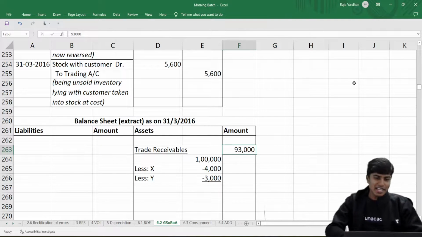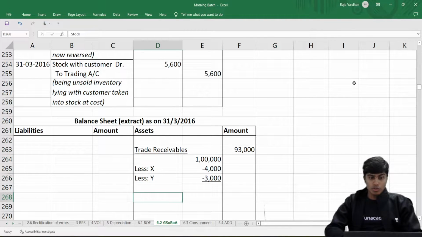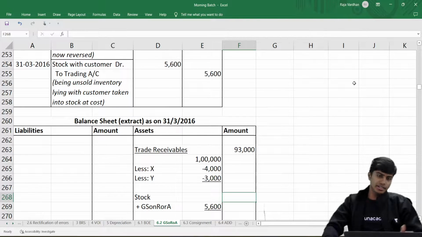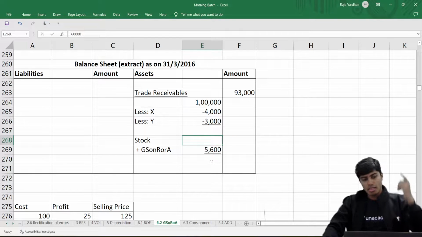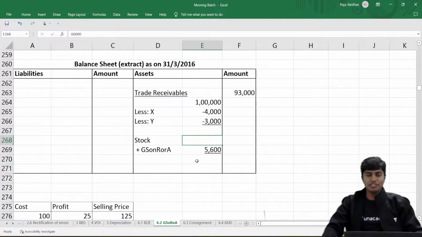Great. And I'll also record my stock. We don't know how much our stock was previously, but I will write goods sent on return or approval with the customer, 5600. This will be added and then returned. I don't know my earlier stock. If I did know, I would have added to that. This is the extract of the balance sheet.